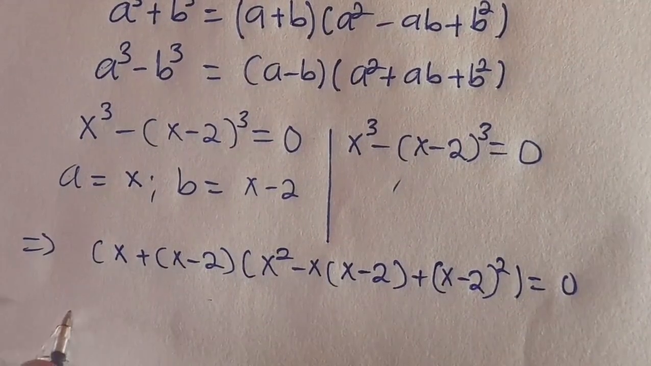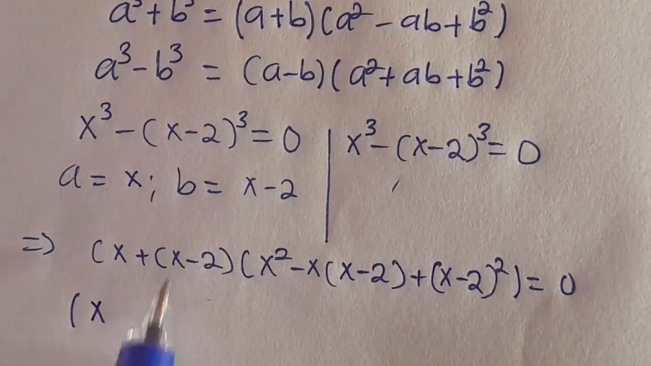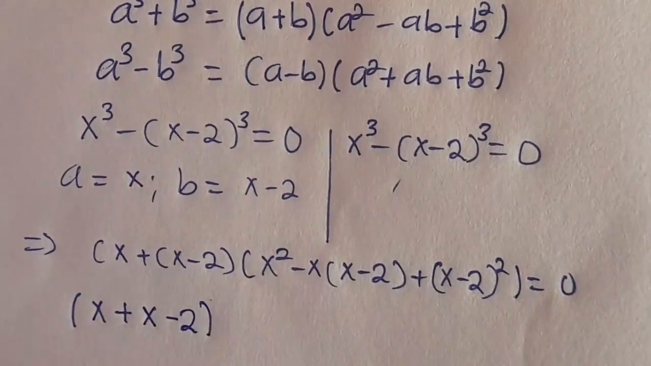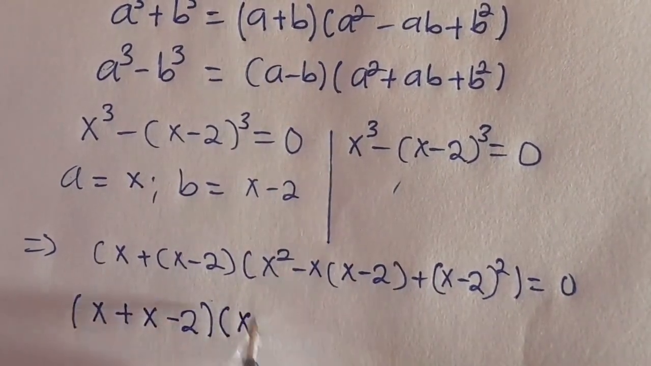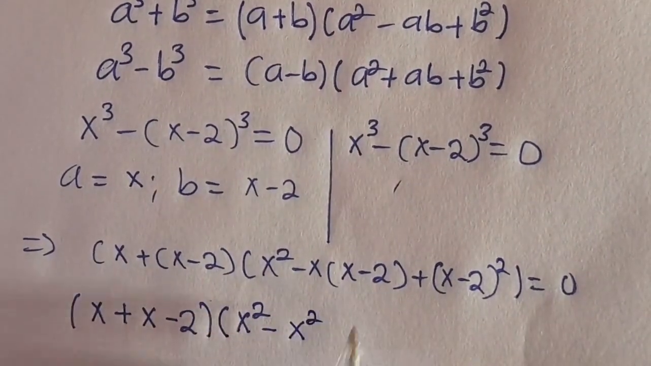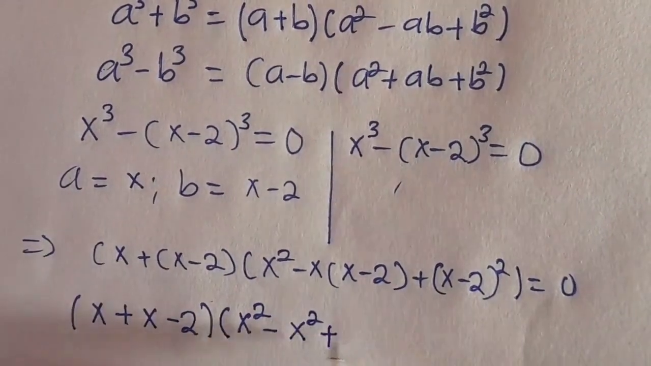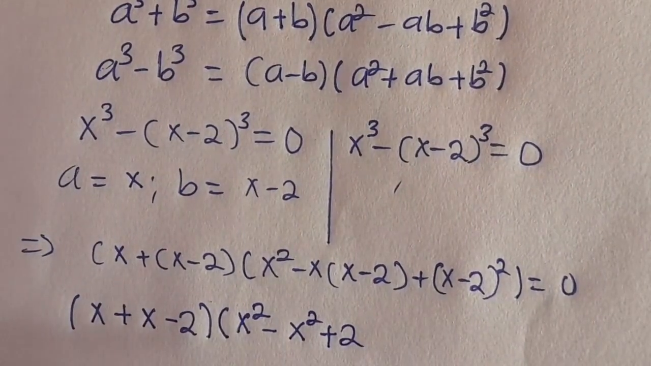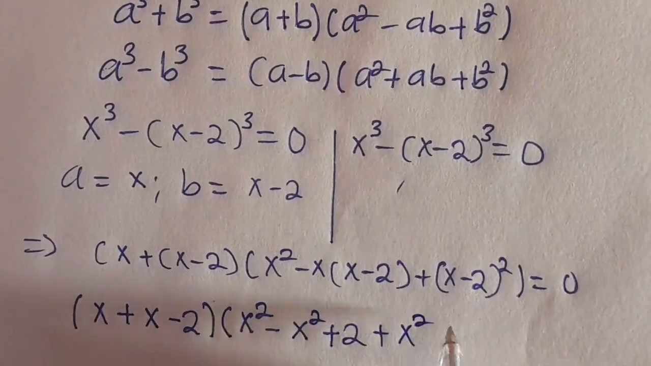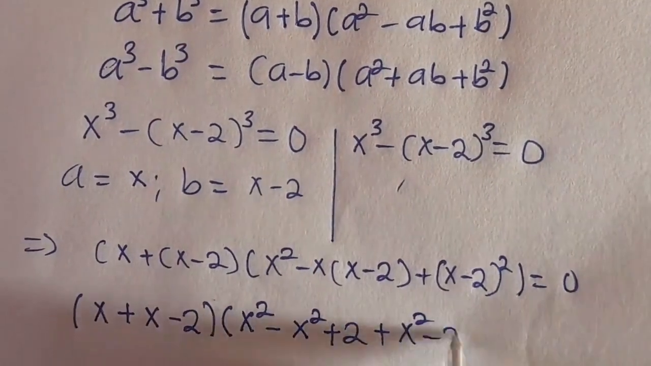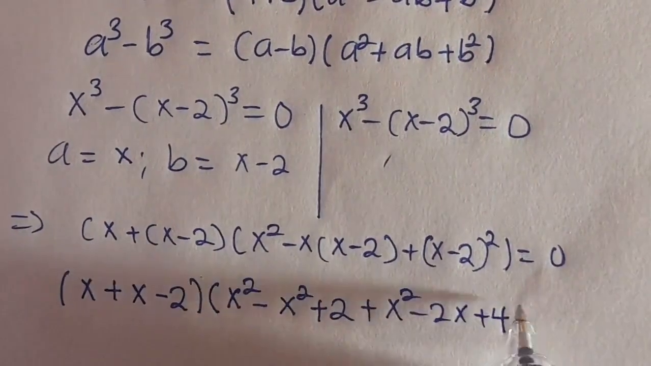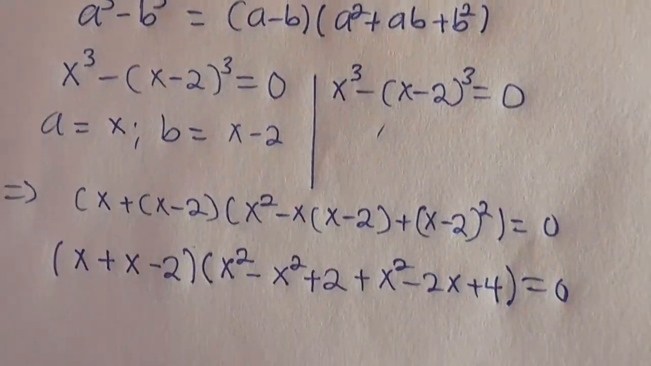So from here, we have x. When you open the bracket, you have it to be plus x minus 2. From here, when you open this one, also we have x squared. When you open this one, we have minus x squared. This time, this will give us plus 2. And likewise, when you expand this one, we have it to be x squared minus 2x plus 4. Then we have everything to be equal 0.